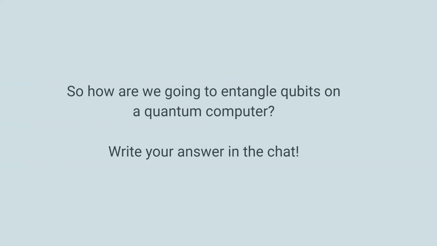So this is a fun part. This is going to be some critical thinking. How do you think we entangle two qubits? I've told you everything you need to know to entangle two qubits on a quantum computer. It has to do with the gates I showed.